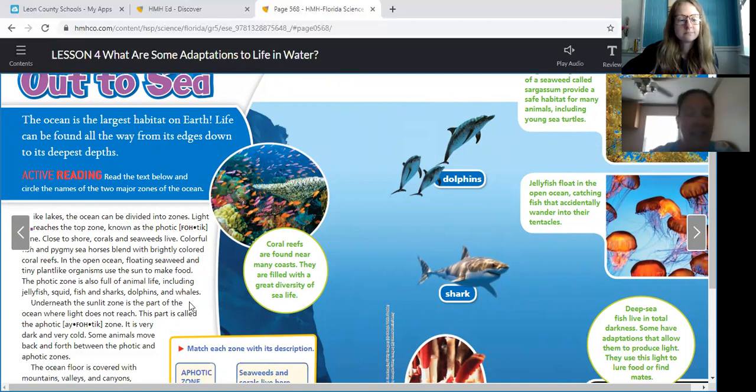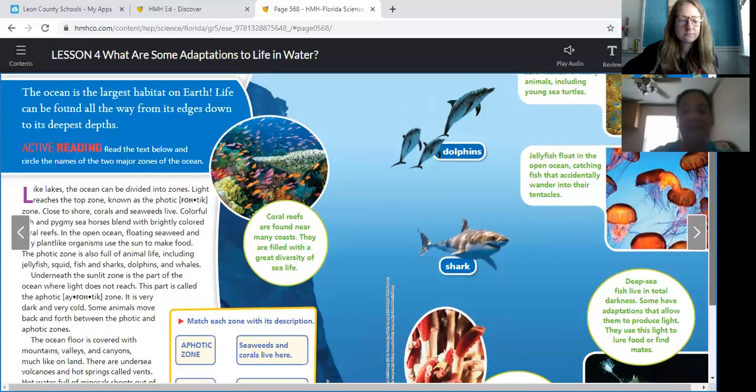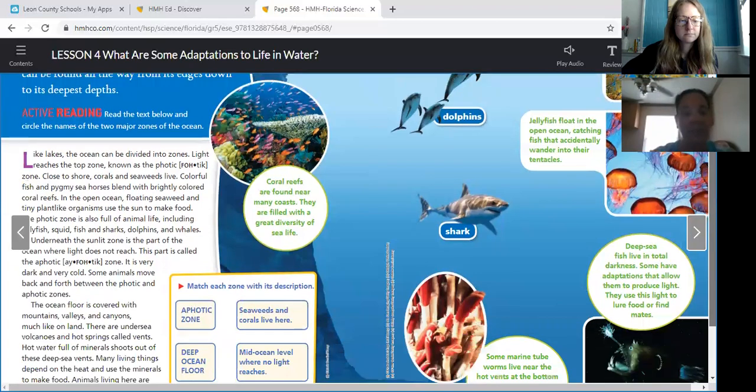Underneath the sunlit zone is the part of the ocean where light does not reach. This part is called the aphotic zone. It's very dark and very cold. Some animals move back and forth between the photic and aphotic zones.